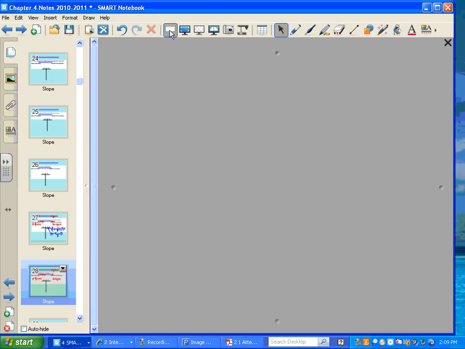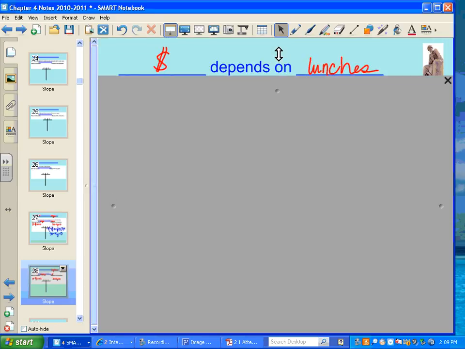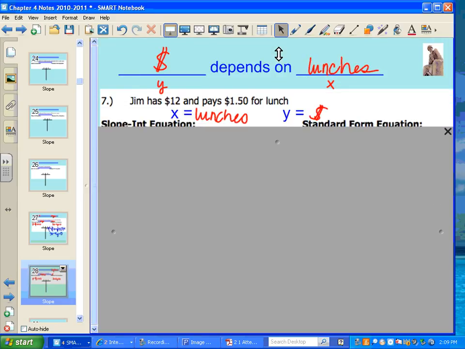Right. Money depends on how many lunches you buy. I think that's what you're trying to say. Money depends on the amount of lunches. X is lunches, Y is money. Slope-intercept form, what do you have? Y is 1.5. Almost. Somebody else has something different, Jared? Maybe 1.5x plus 12.